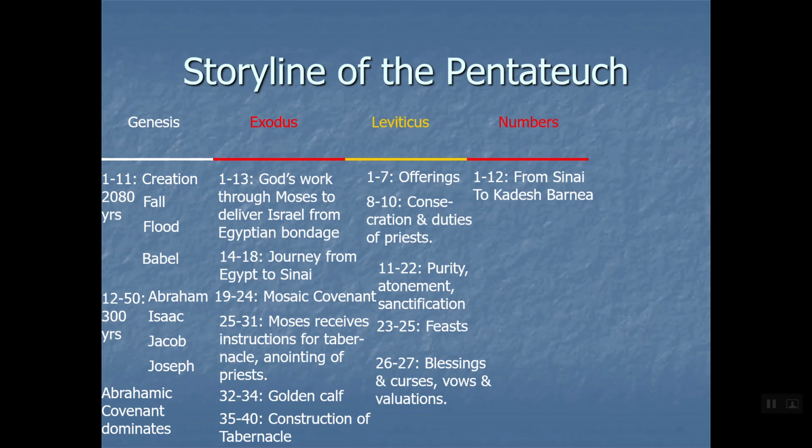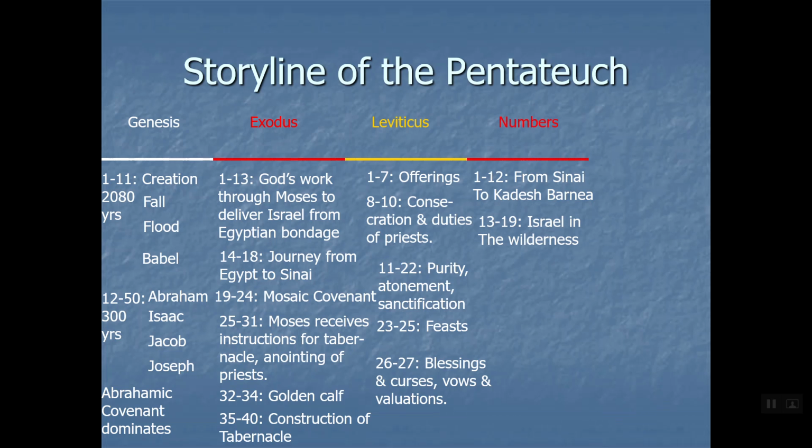All right, that brings us to Numbers. Why is Numbers called Numbers? It's full of numbers. It really starts out, again, this time at Sinai, and they ordered the people. By this time, the nation is well in excess of 2 million people. And they order them around the tabernacle by tribes.